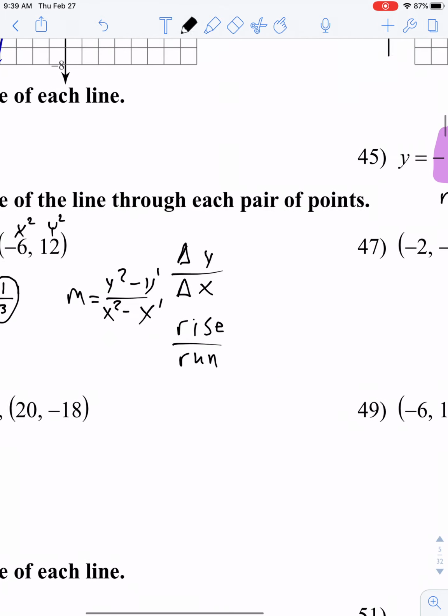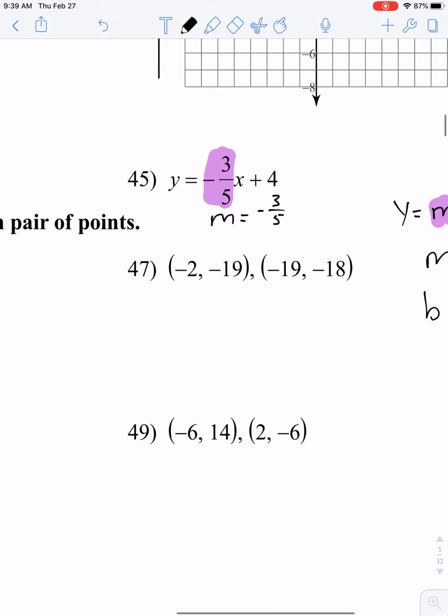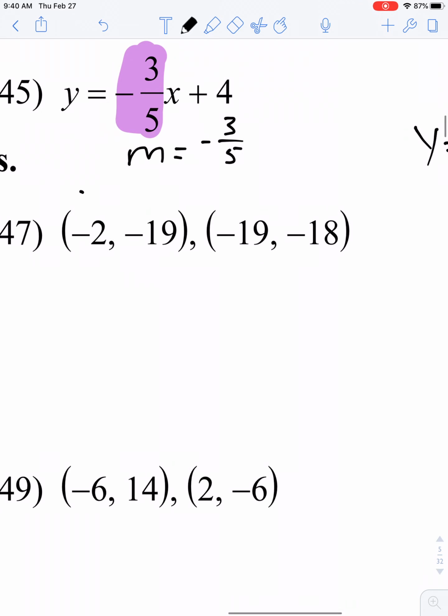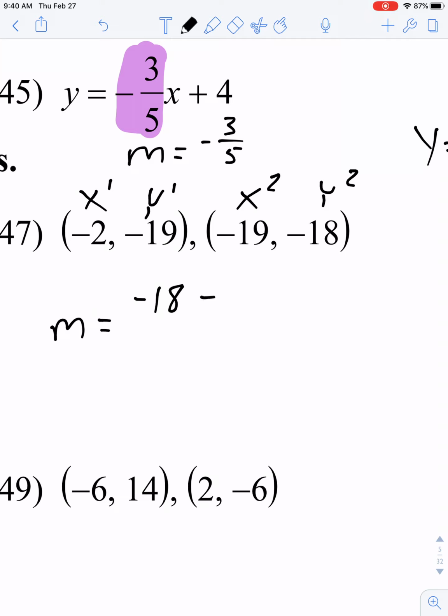Moving on to problem number 47. Again, same thing. Go ahead and label them. I'm going to label this one x1, this one y1, this one x2, this one y2. And so I should do slope is equal to y2, negative 18, minus y1, negative 19, over x2, negative 19, minus negative 2.